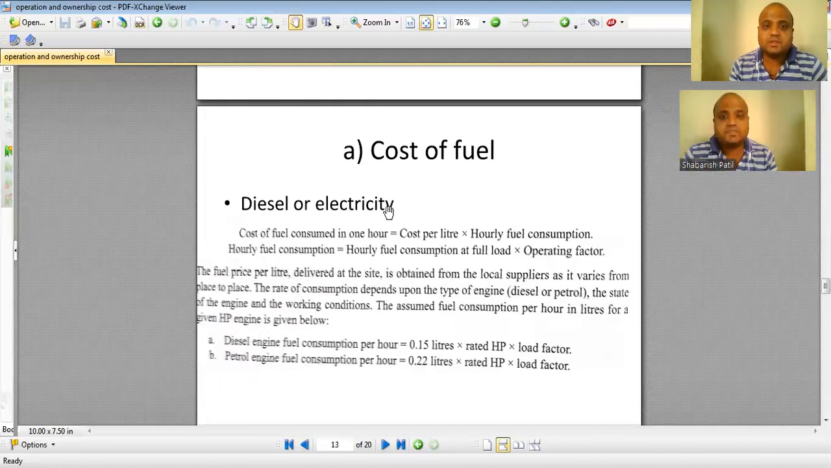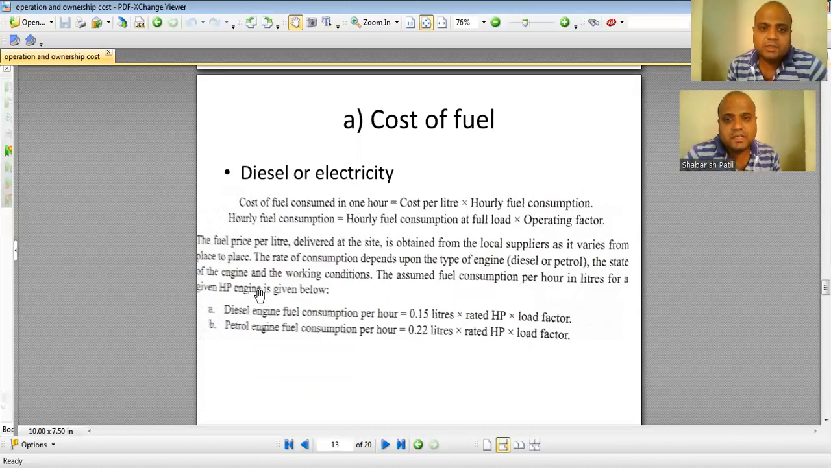Cost of fuel is supposed to be calculated in advance. Basically, diesel or electricity is the prime mover for most of the equipment in construction. So cost of fuel consumed in 1 hour is equal to cost per liter into hourly fuel consumption. And hourly fuel consumption is equal to hourly fuel consumption at full load multiplied by an operating factor, because most of the equipment don't operate for one hour continuously.